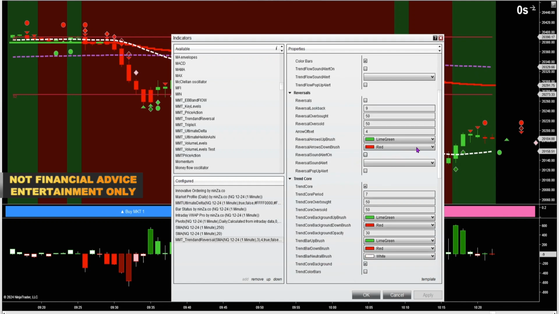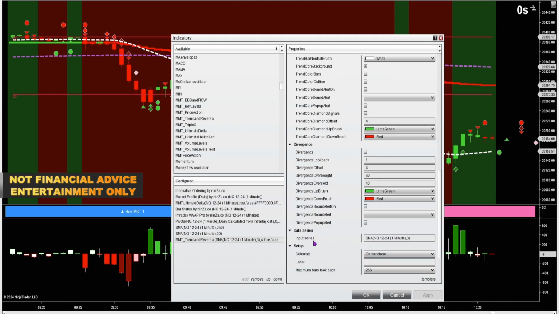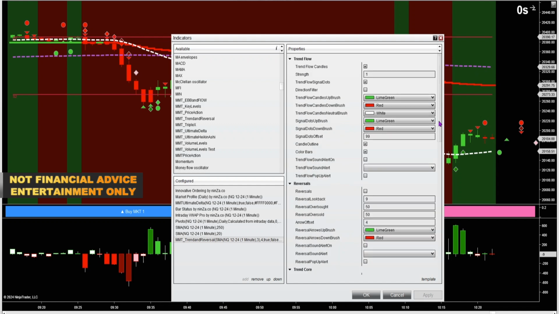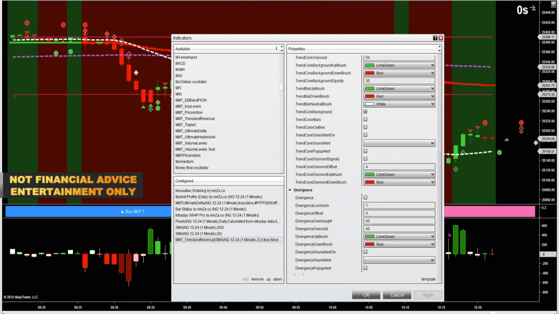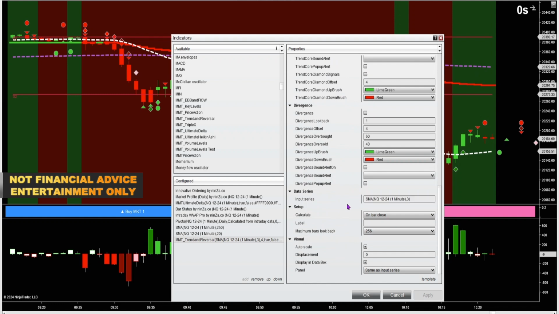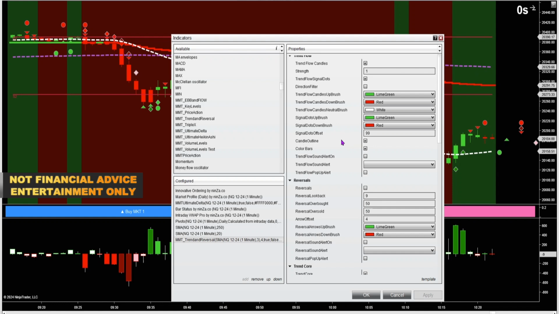For the MMT trend and reversal, I've changed the input series to be a 3-period SMA. There's going to be some updates coming to the trend and reversal indicator, some new features. I also plan on adding a simple moving average filter to both the trend flow section and also to the trend core section that you can turn on or off. That way you can leave your input series as just the default close of price that comes preloaded, but still have the SMA smoothing options for the trend flow and the trend core.